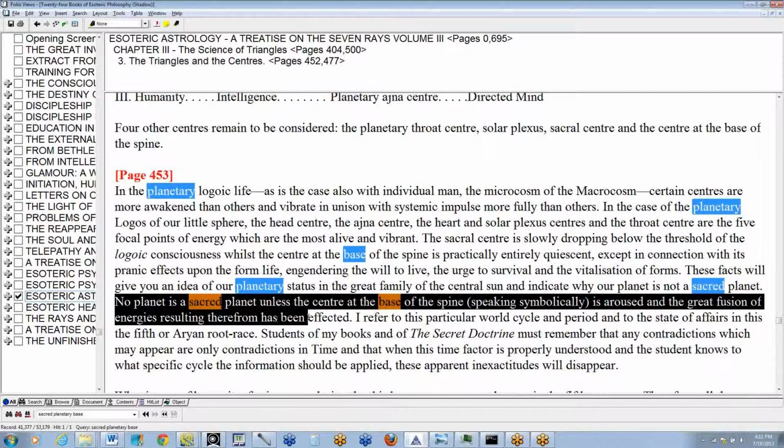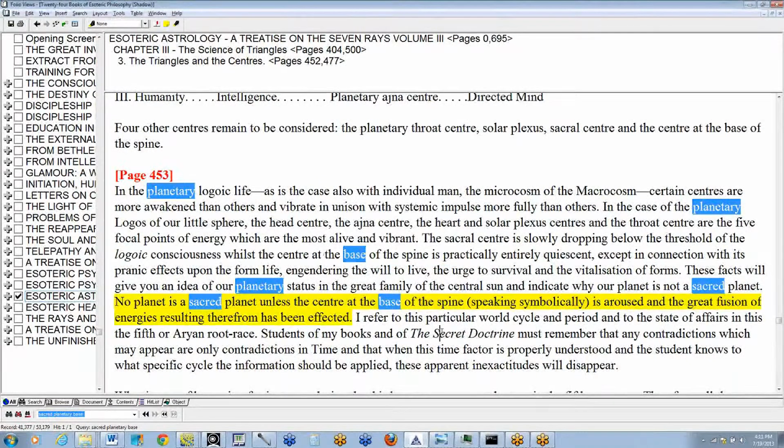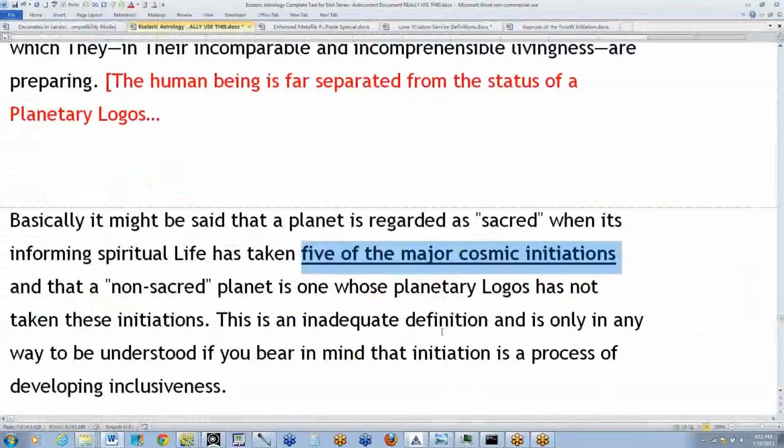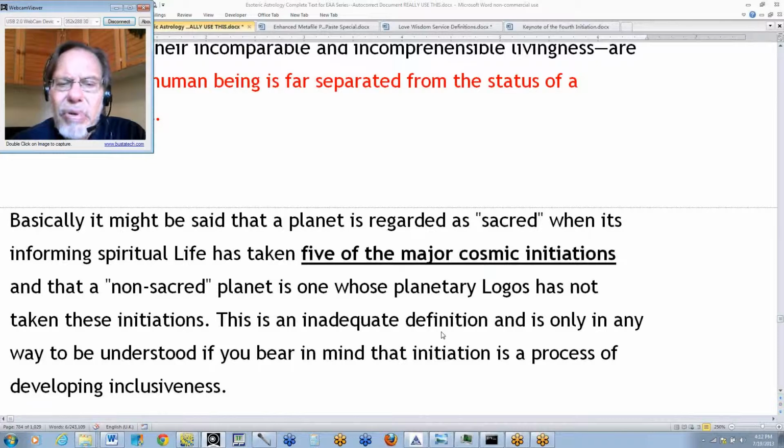The question is, when we're talking about the arousal of the center of the base of the spine, and we're talking about initiations, does the planetary logos take all of his initiations in the present fourth chain and round, fourth round? I doubt it. There are, I think, planetary rounds, or what I would call scheme rounds, which are much bigger, and in relation to which the planetary schemes play a role analogous to that played by the planetary globes in a chain round. So here's the question.